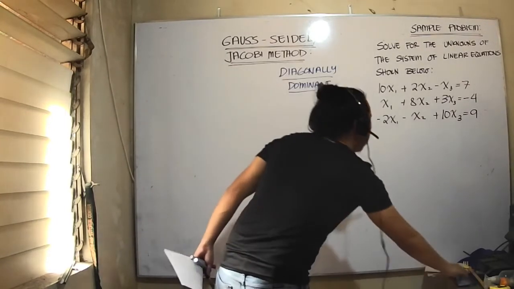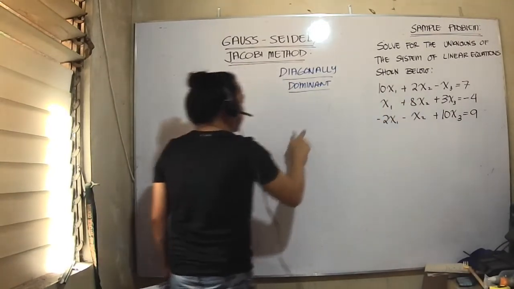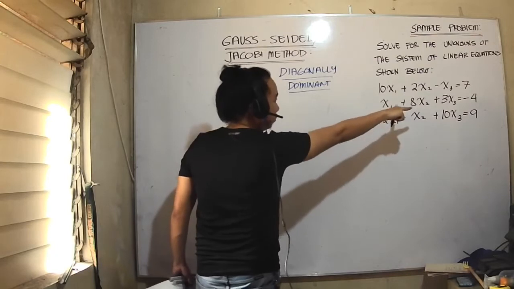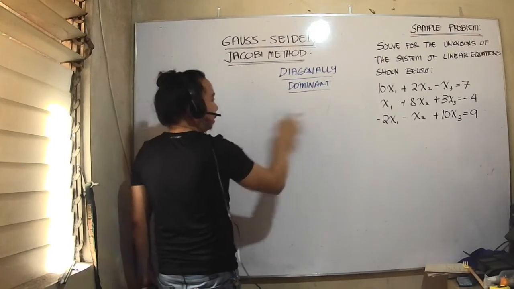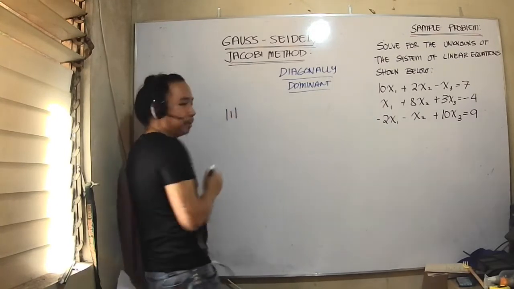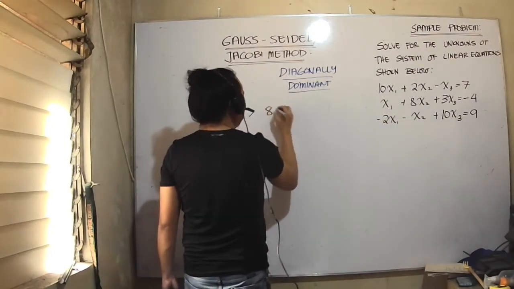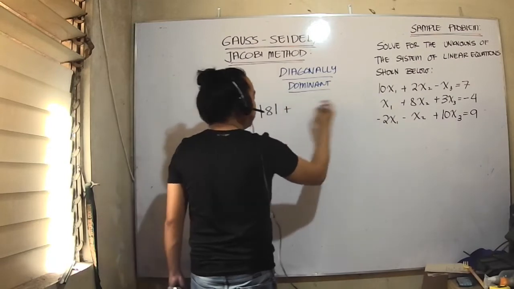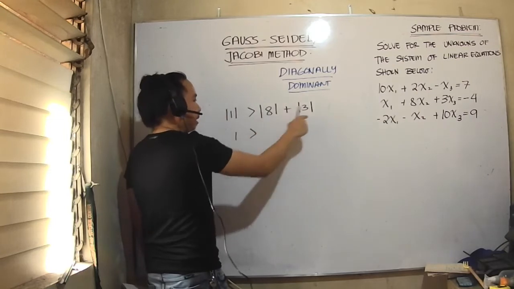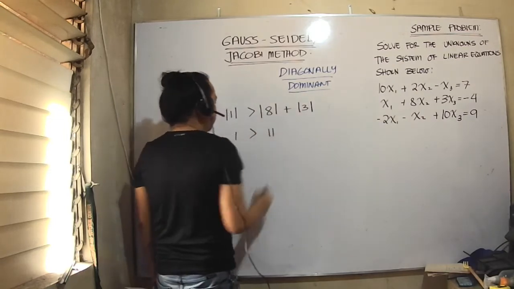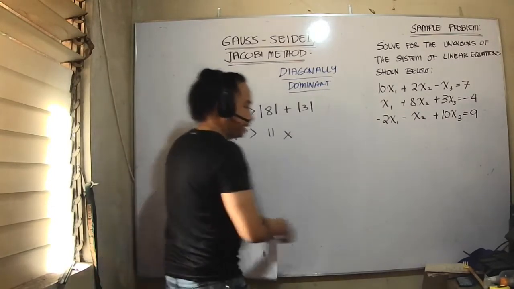Next, x1 plus 8x2 plus 3x3. For x1, the coefficient is 1, and its absolute value is 1 versus the absolute value of 8 plus the absolute value of 3, that is 11. Again this is false, so this cannot work either.